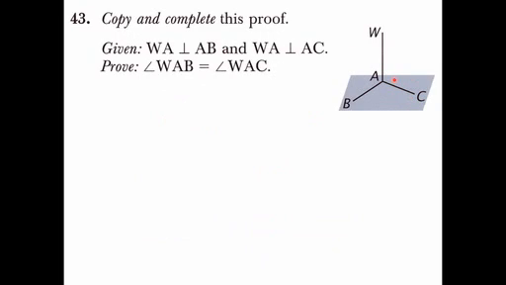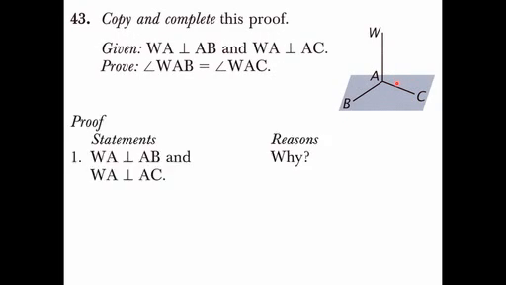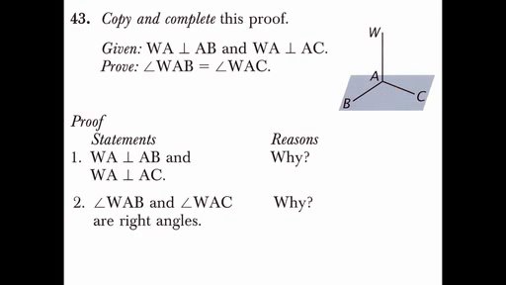Here's that same drawing over here. And it's a short proof, 3 steps. I'm not going to say much about this. Give this a try. They start off with WA perpendicular to AB, WA perpendicular to AC, and they're looking for a reason. Then, based on this step, they want to know why WAB and WAC are right angles. A reason there. Then they want to know why WAB is equal to WAC, and that reason.